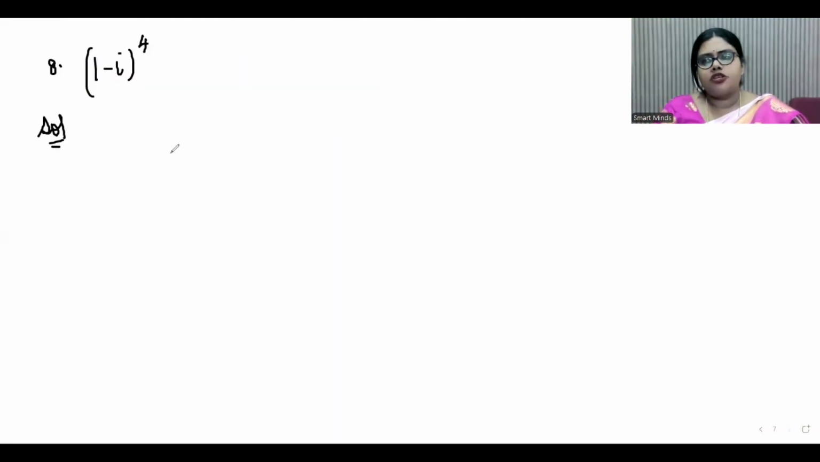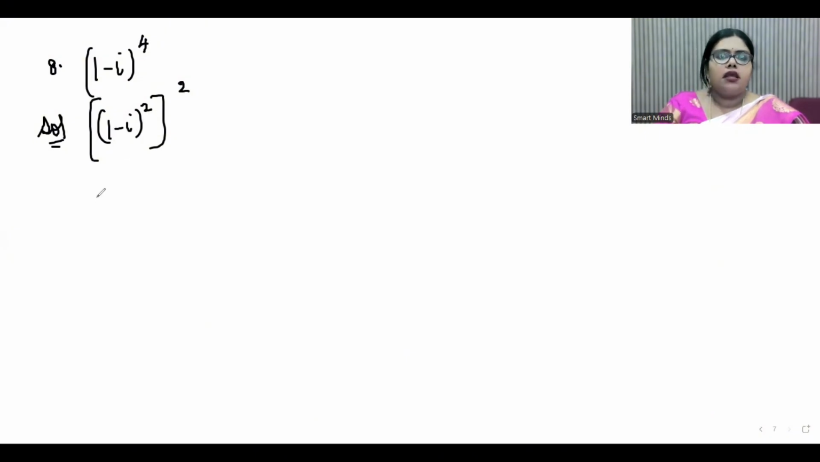Take the next question, 1 minus i whole power 4. So we can write this as 1 minus i whole square, again whole square. So first let us expand 1 minus i whole square, that is a square plus b square minus 2ab, whole square. Now i square can be written as minus 1. So 1 minus 1 minus 2i, whole square.